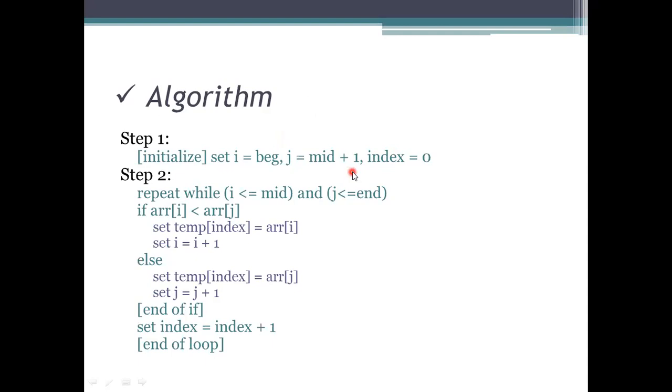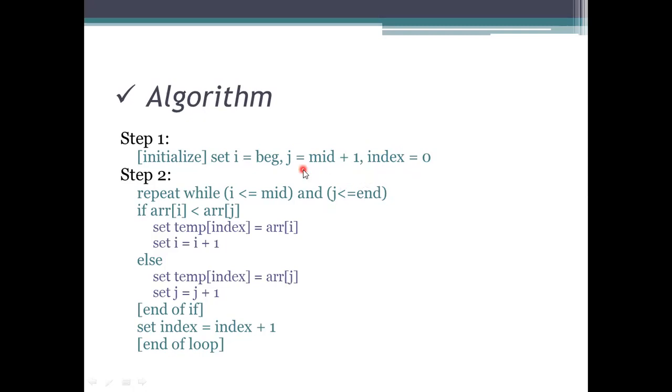The first step is we need to initialize, or take the values we are having: i equals beginning. Beginning means the index which has been taken as the beginning here. The beginning will be changing, because we are dividing the problem and subdividing the sub-problem, so the beginning is not considered as the initial one; it changes its point. So we take this i as the beginning of that particular array. j will be mid plus 1.